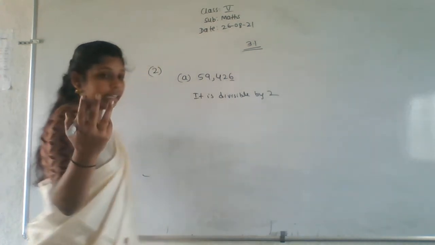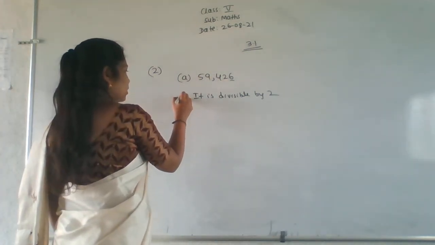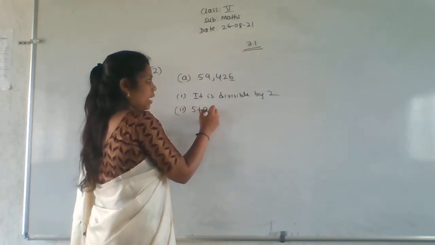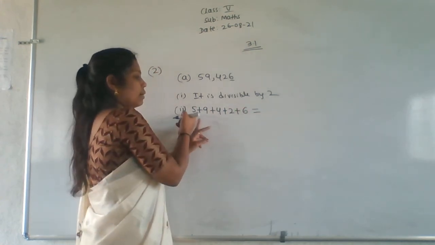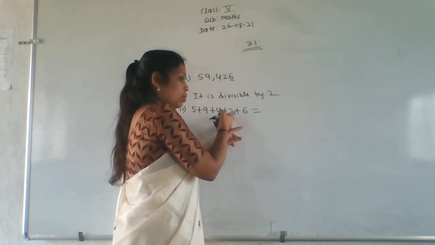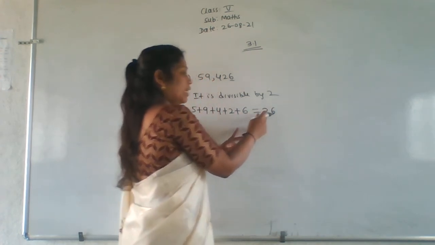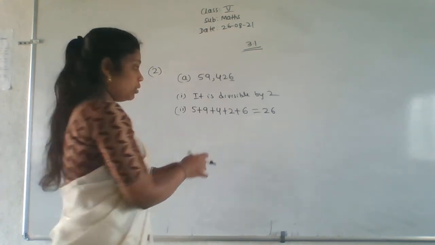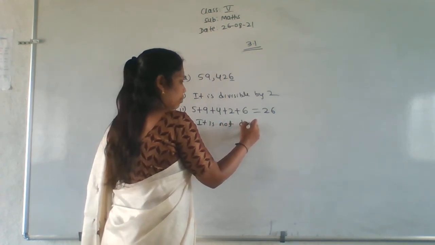Next, check for a 3. How to check for a 3 here? Take the sum of digits. Second case, that is nothing but 5 plus 9 plus 4 plus 2 plus 6. What is the answer here? 5 plus 9, 14. 14 plus 4, 18. 18 plus 2, 20. 20 plus 6, 26. So whether 26 is divisible by 3? In the 3 table, 26 is there? No. Then it is not divisible by 3.